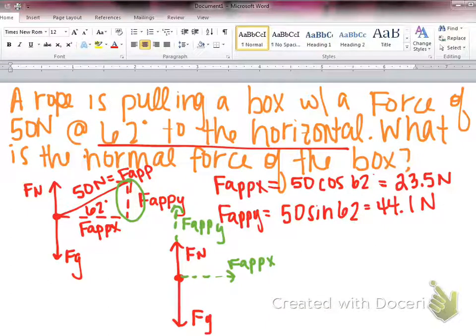Okay, but now our overall goal is to find the normal force. Okay, so let's think about what's happening here again. I'm dragging this object at an angle. Is it leaving the ground at all?